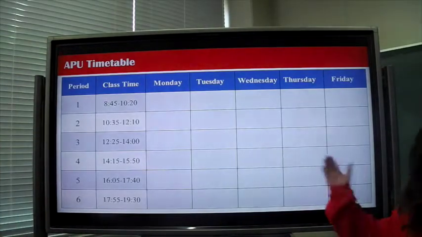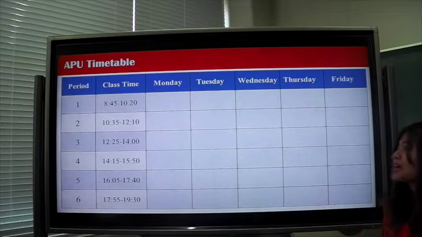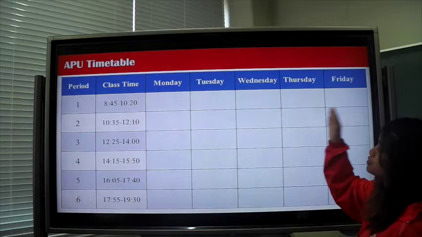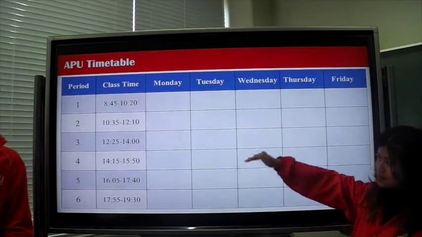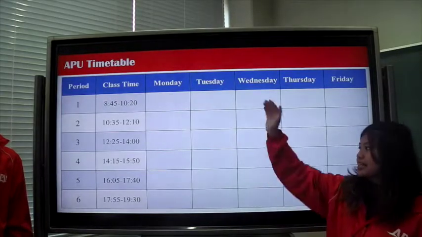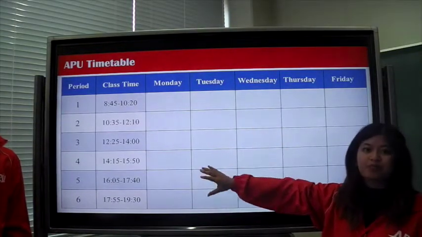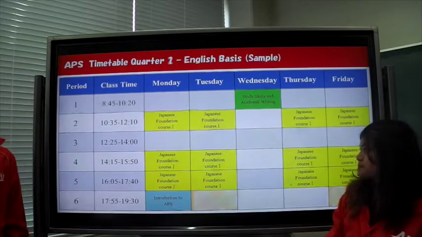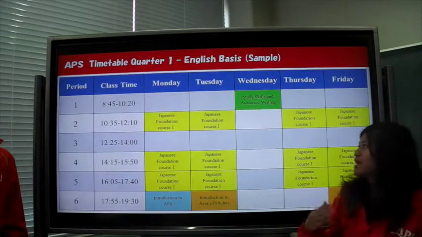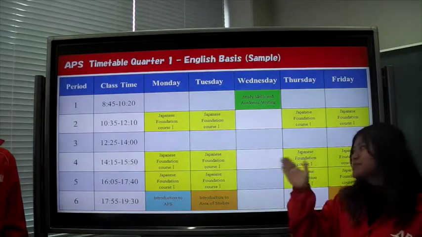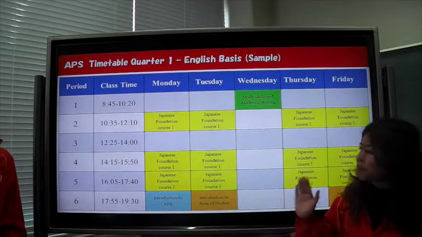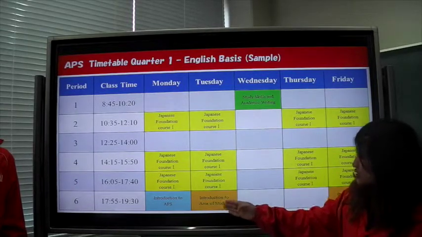Next, this will be your APU timetable. The timetable is divided from Monday to Friday, and you will have 6 periods. 1 period will last for 95 minutes, and between periods the gap will be 15 minutes. This will be your sample timetable for quarter 1. It may look similar to this, and I want you to pay attention to the introduction to area studies.